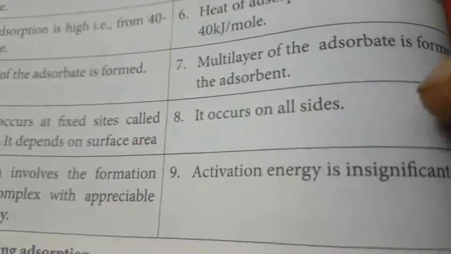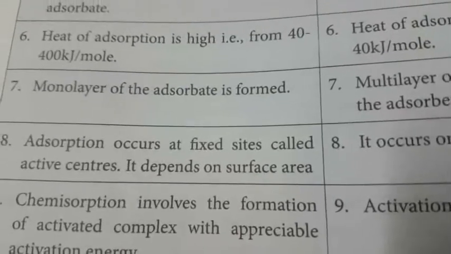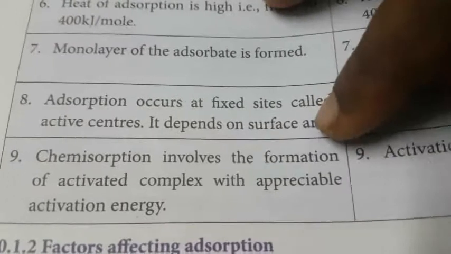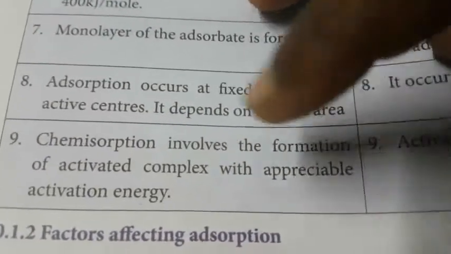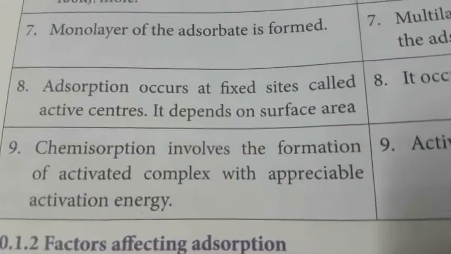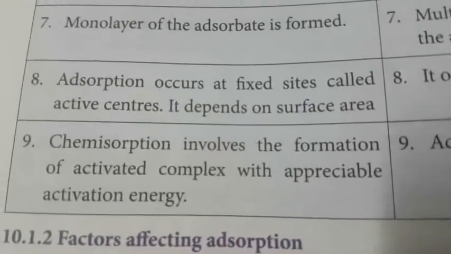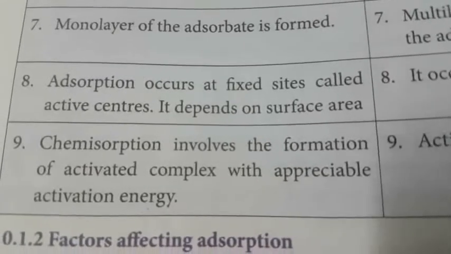Physical adsorption occurs on all sides, it is not like that. It takes place on the whole surface. Next one: chemisorption involves the formation of an activated complex with an applicable activation energy. What is meant by activated complex? First, between the surface, the adsorbent and the adsorbate, you form the activated complex.